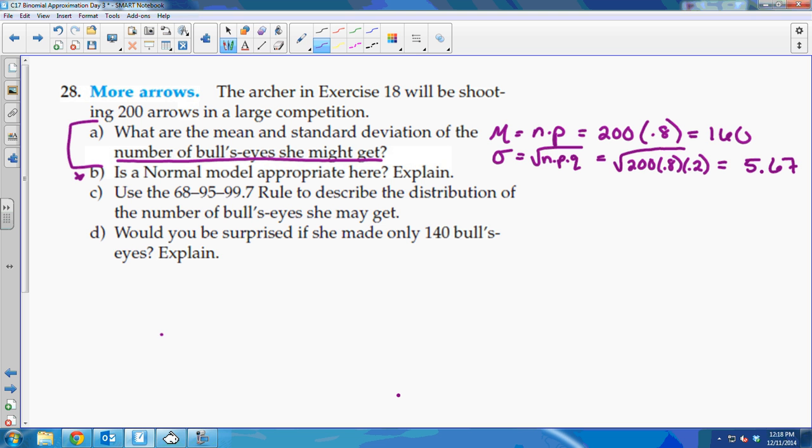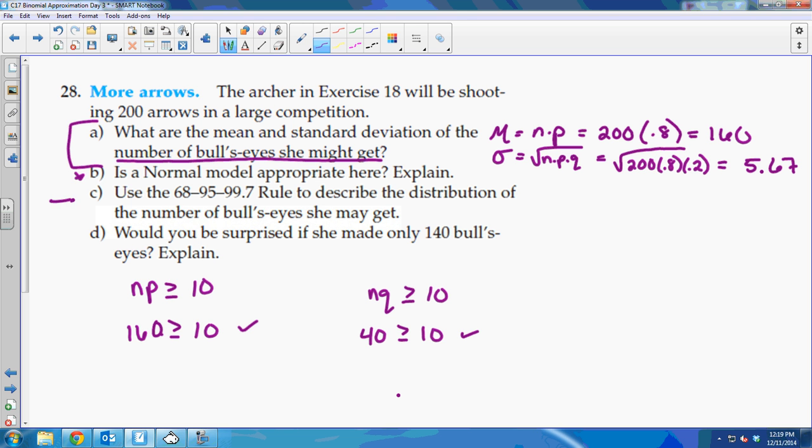On part B, it says, is a normal model appropriate here? Well, how are we going to know if we can use a normal model approximation or not? What did we just talk about? Yeah, you'd have 10 successes and 10 failures. So np has to be greater than or equal to 10, and nq has to be greater than or equal to 10. Well, np is 160, so that works. And if that was 160, then the other one has to be 40, right? So they're both greater than 10, so we can use a normal model. The success-failure condition is met, we can use one. Is that okay with everybody?